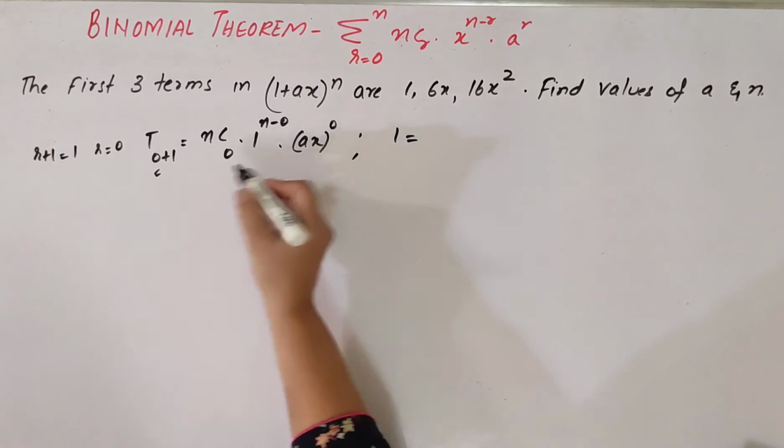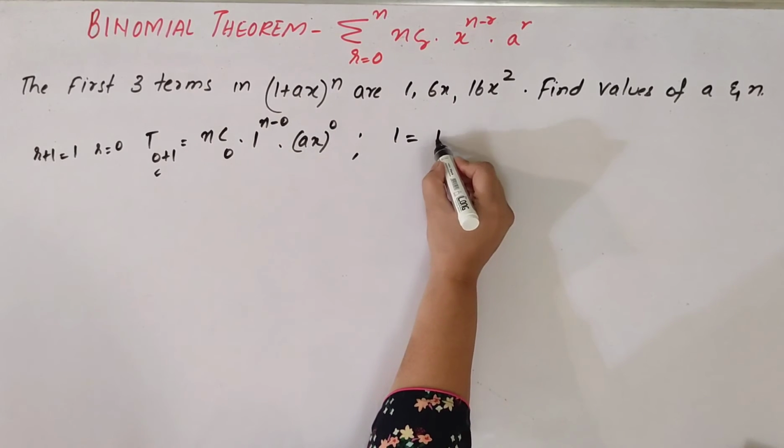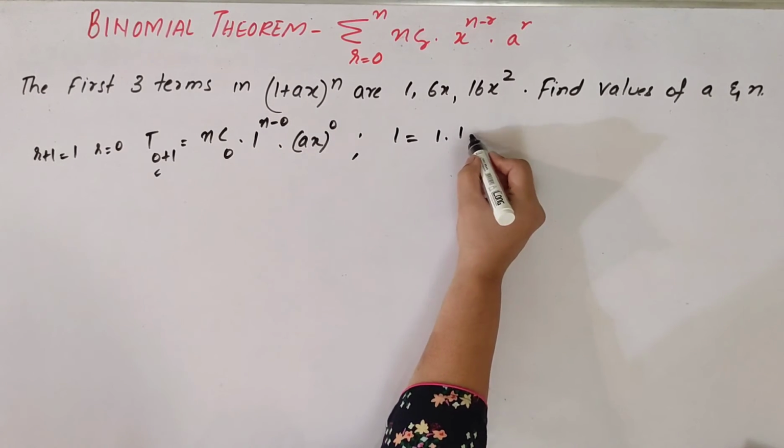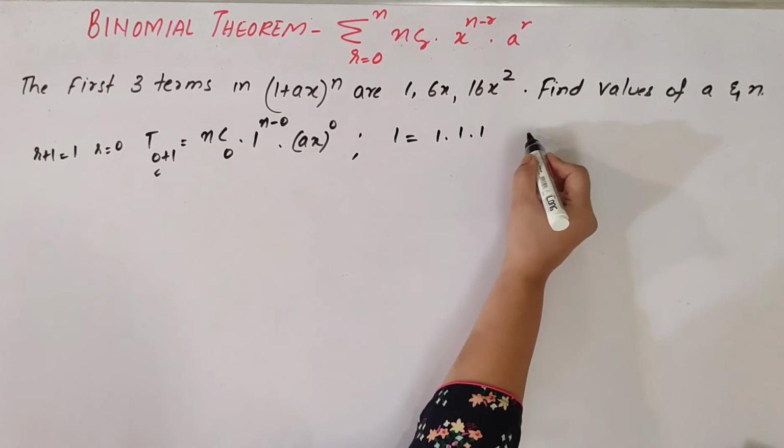So 1 is equal to nC0, which is 1, 1 to the power anything is 1, into ax to the power 0, which is 1. So we get 1 here.